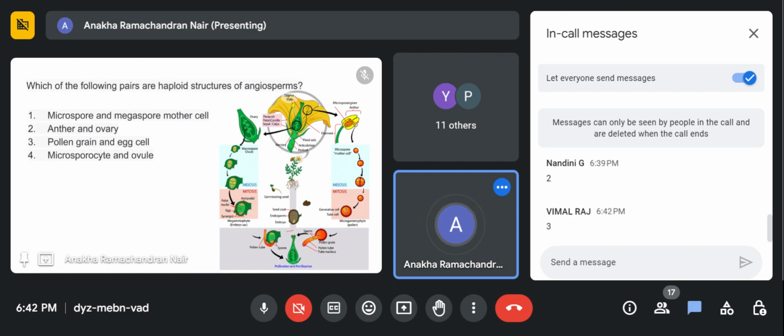This is a problem solving question. Right? Yes, the answer is C or 3. Yes, it is pollen grains and egg cells.